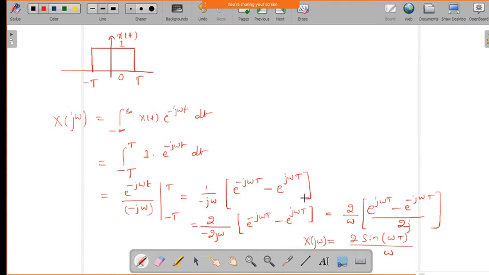Now if you draw the spectrum of this, you can see here at omega equal to 0, this will become an indeterminate form.